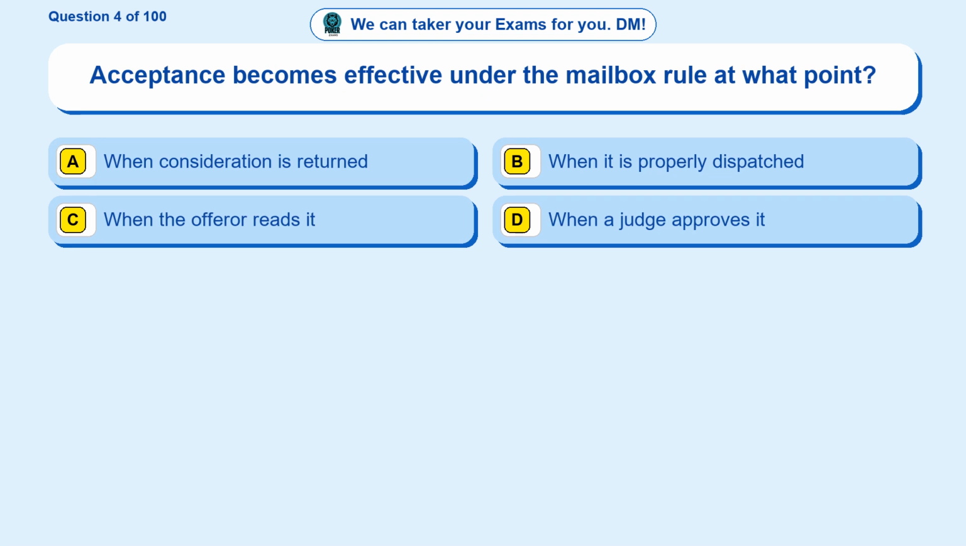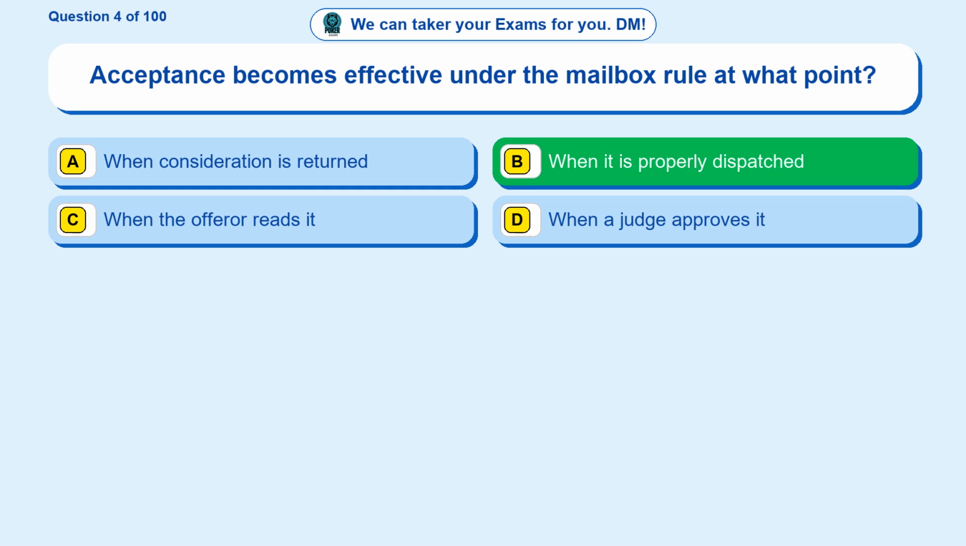Question 4. Acceptance becomes effective under the mailbox rule at what point? Option A. When consideration is returned. Option B. When it is properly dispatched. Option C. When the offerer reads it. Option D. When a judge approves it. The correct answer is option B. When it is properly dispatched.